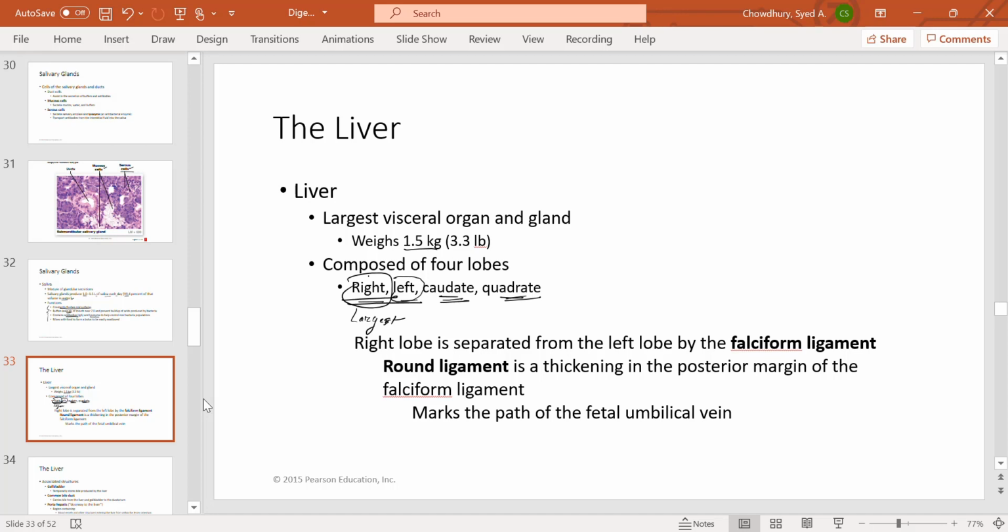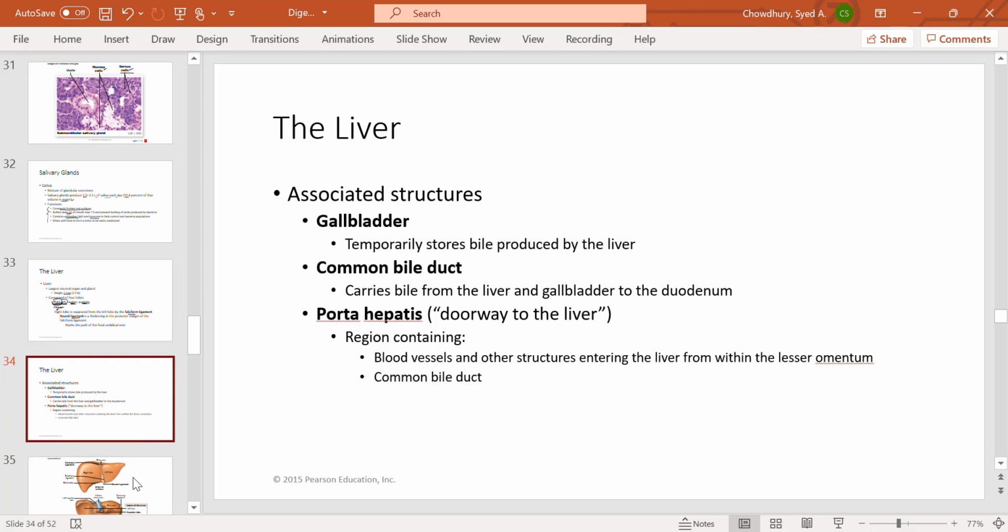The ligaments that are attached to the liver are falciform ligament and round ligament, to tie the liver to the body wall. Other structures you will find attached to the liver: the gallbladder is located in the inferior surface of the liver. Common bile duct and porta hepatis, the area through which the blood vessels and bile ducts pass. Porta hepatis. So we'll see those structures.